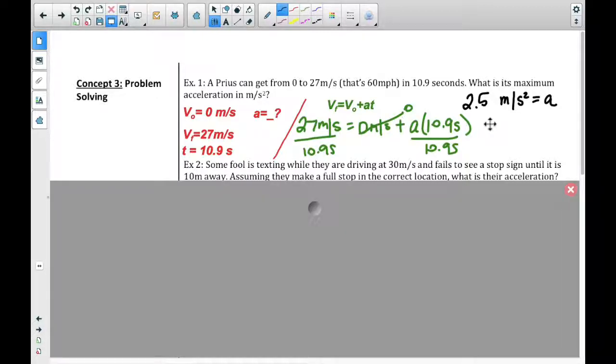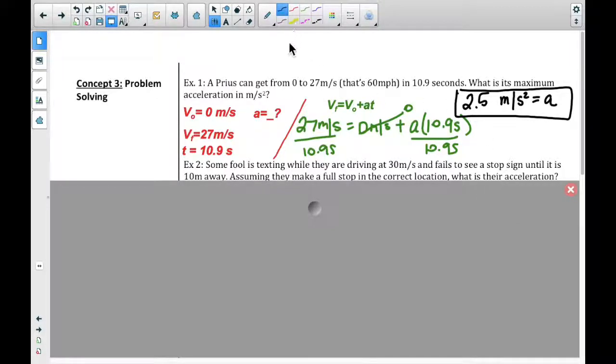Let me talk about that answer for just a second. The units, meters per second squared, that does match with acceleration, so at least that part's right. We need to think about positive or negative. Should this be a negative acceleration or should it be a positive acceleration? Well, we're going from 0 to 27, so it does need to be positive, so that's right. And then as far as 2.5, is that a reasonable answer or not? We don't really know because we don't fully understand some of these yet, but 10.9 seconds, 2.5 meters per second, it gets up to 27. That seems like it is making sense. So that is the final answer, 2.5 meters per second squared.